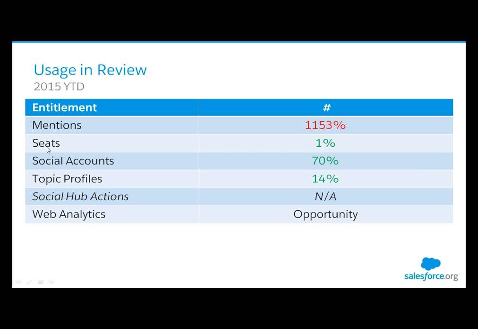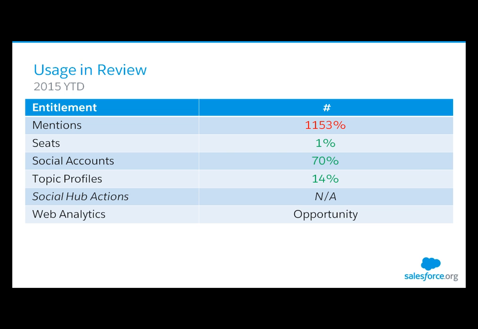Seats are how many people do you have using the tool? Now you have 1,000 seats available to you. You don't have 1,000 users. That's fine. The reason I see this as green is because seats are not necessarily where the value of the tool is. So if I don't see a ton of users, that's fine.